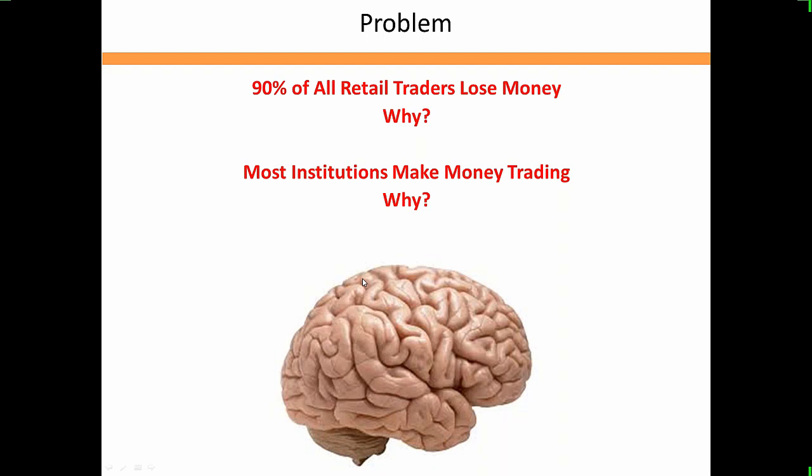So the problem is 90% of all retail traders lose money. That is a fact, okay? Reasons why retail traders lose money, number one, poor reward risk setups. Okay? If you're selling call spreads, a dollar call spread for 10 cents, you're risking $90 to make $10. That's not a good reward to risk setup. Okay? So reward to risk setups.